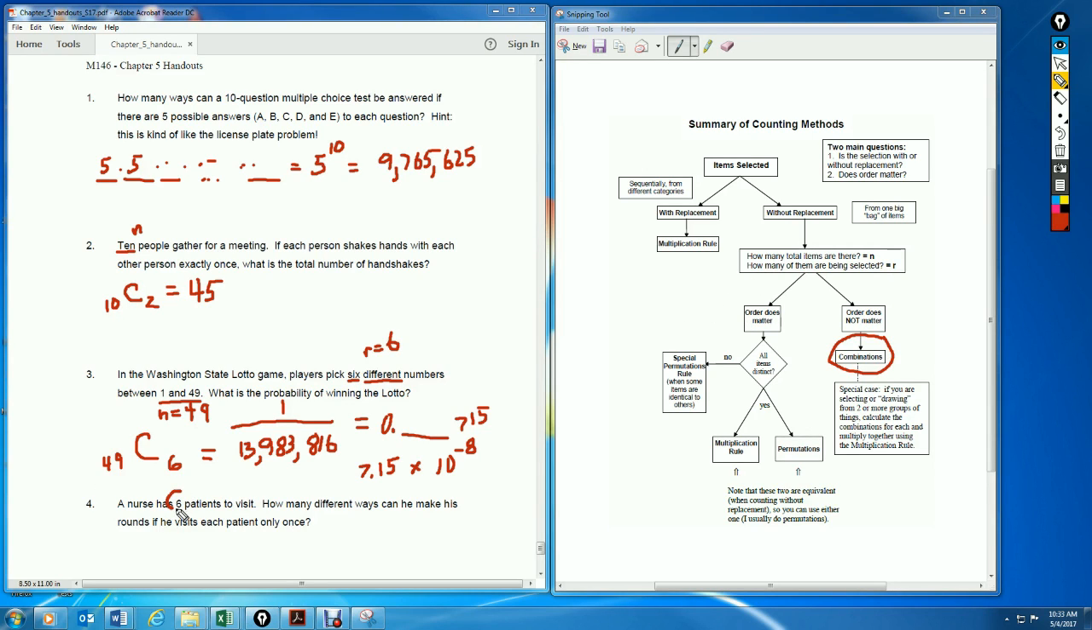So the total number is 6. All of them are being selected because he's going to go visit all 6 of them. The order matters, so in other words, it's a permutation of 6 objects taken 6 at a time. And this is actually a case of the special permutation rule. How many ways can I arrange all 6 patients? So this is equivalent to just doing 6 factorial on your calculator. So either way, you should see that there is 720 different ways to visit the patients.